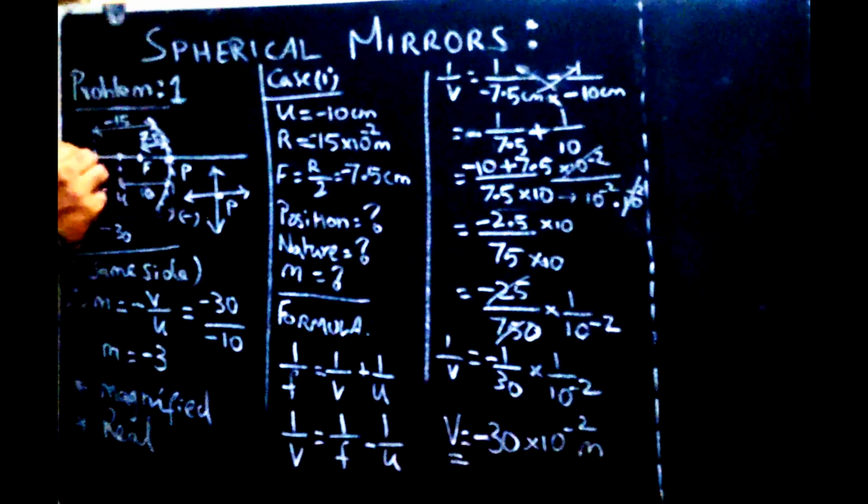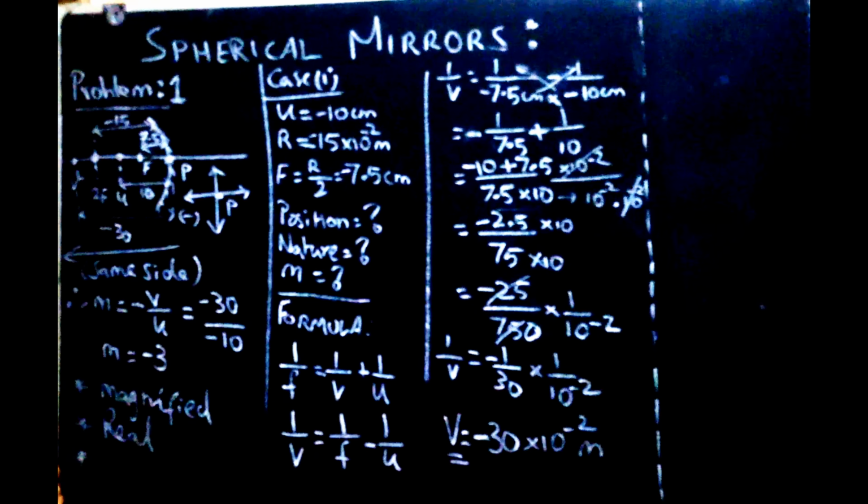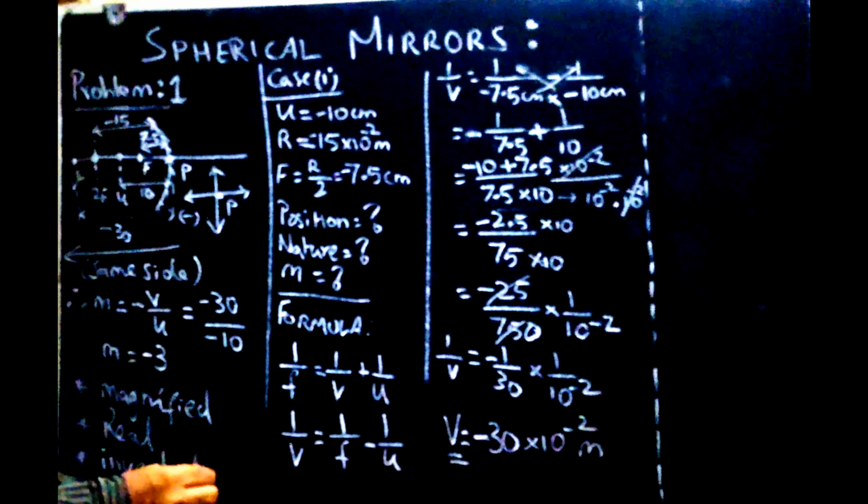We are able to capture them in a screen, so it is real. It's a real image, and as well as it is enlarged. So these are the cases we are going to do. This is how the first part of the problem is solved. So the image will be magnified, real, and it is inverted.